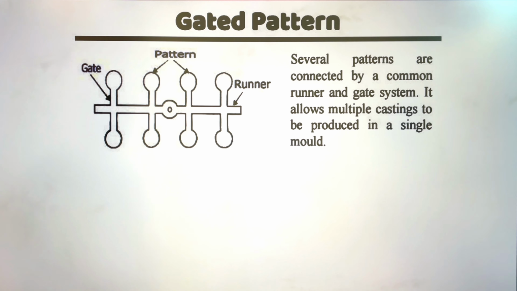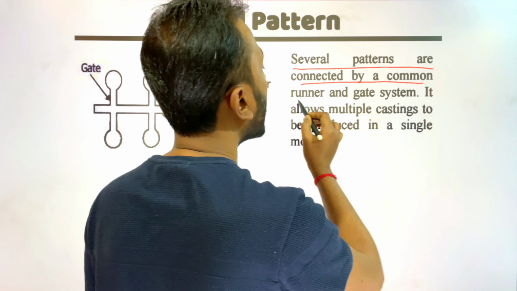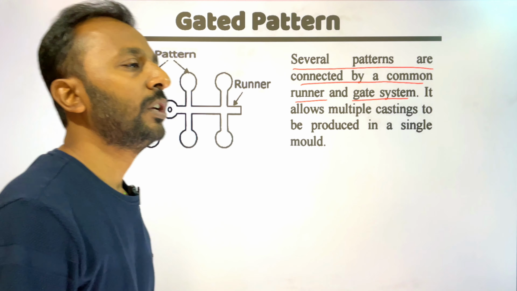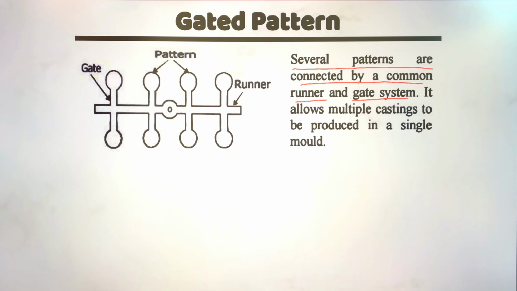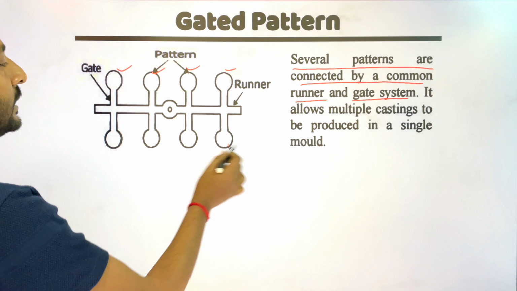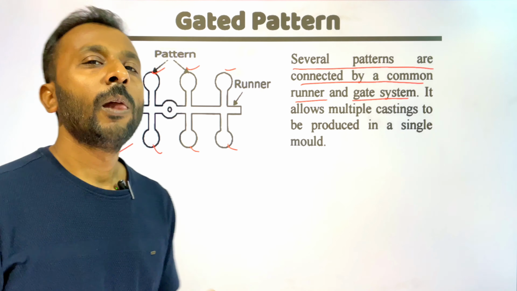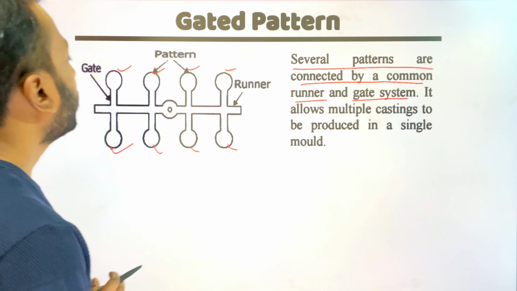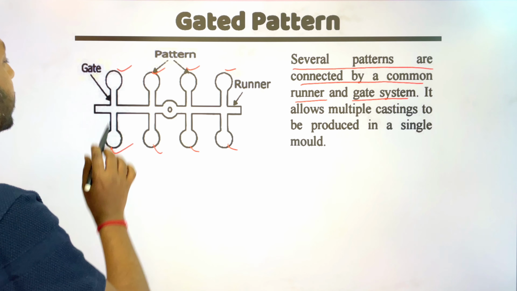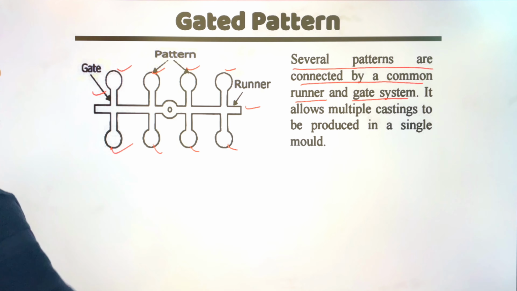Next is the gated pattern. So what is a gated pattern? Several patterns are connected by a common runner and gate system. In this figure we can see these are the patterns. Here we can see multiple patterns in one figure, and the patterns are connected to each other with a common runner and common gate.